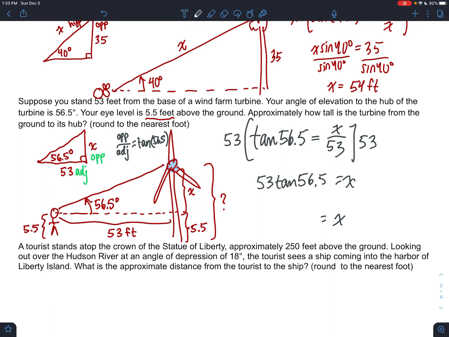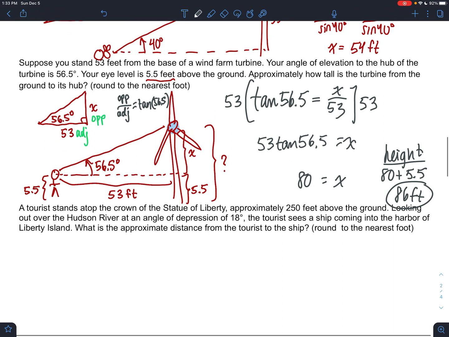Okay, that is the answer. And for x, this is about 80. And then the height would be 80 plus 5.5, which, believe it or not, would actually round to 86, since we want the nearest foot, but 85.5 is okay. Okay, just pay attention to what we need to round to.